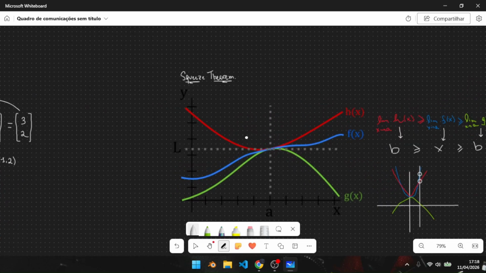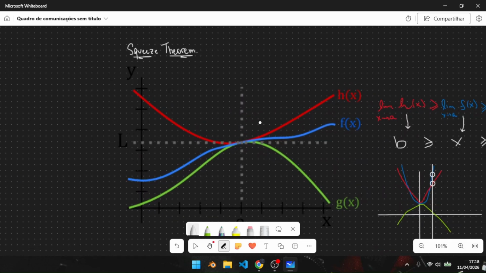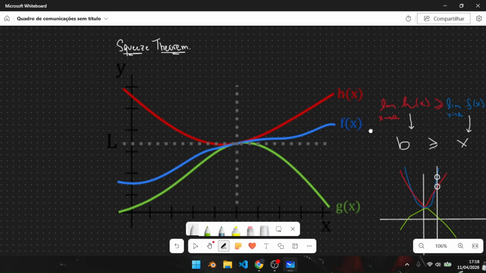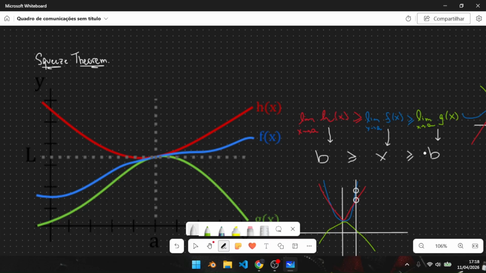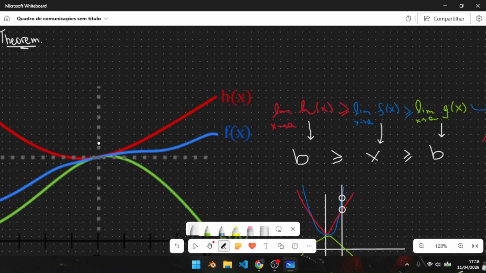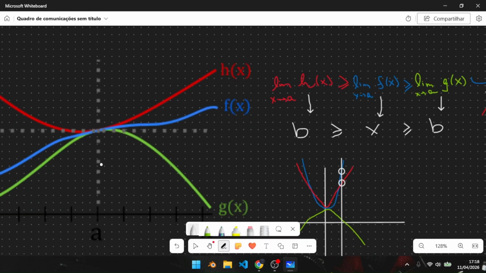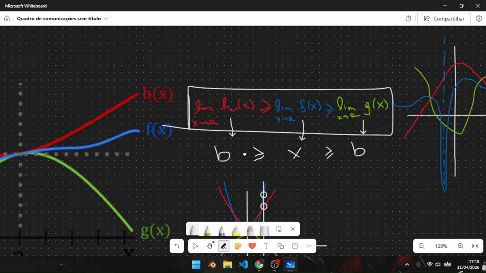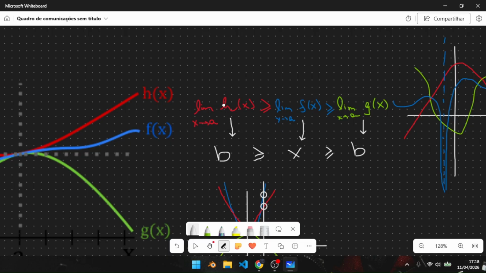The first thing I learned was about the squeeze theorem. Essentially what you had was three functions, and you notice that as they approach a certain a here on the x-axis, you notice this behavior over here. The limit of the first function is greater than or equal to the limit of the second function, which we're trying to find this one, by the way. So we're trying to solve this one.